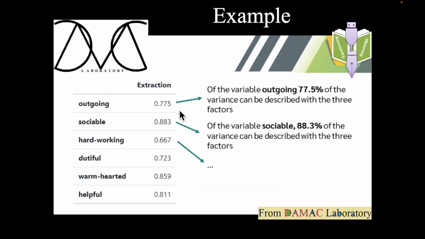So this much of the variance of outgoing can be explained by the three factors. Like this, if you go one by one, it explains the total amount of variance explainable by that particular factor or by all those factors.